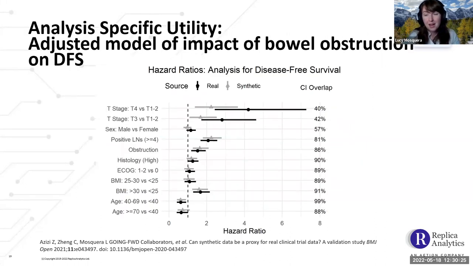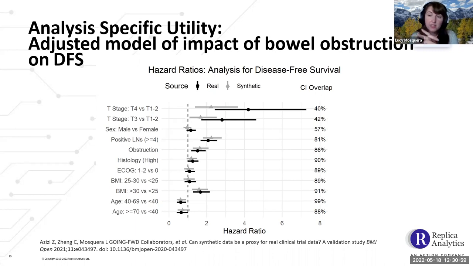Now I'm going to go through specific results for recent work that we've done synthesizing longitudinal data, to show how well we've been able to reproduce the patterns, trends, and analytic values seen in those data sets. For this, we worked with an oncology data set, looking at the impact of bowel obstruction on disease-free survival. You can see the forest plot shows the risk estimates for real data and synthetic data.